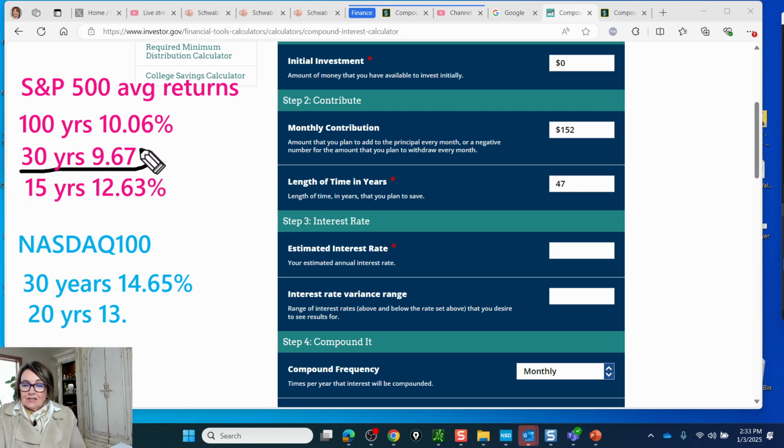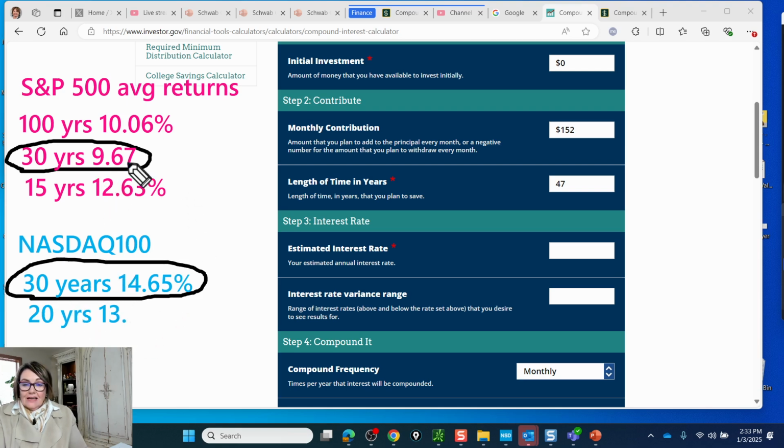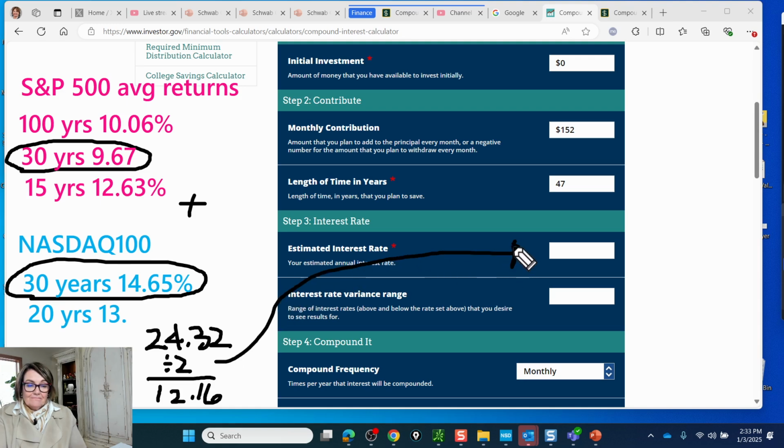30-year number for the S&P, which is the lowest number, so the most conservative, and we'll go with the 30-year number for the NASDAQ, which is, granted, a bit higher. And I'm just going to add one to the other, which would give us 24.32. And we're going to divide that by 2. Okay? Divided by 2. We're going to cut it in half. And so that gave me 12.16%. And so we're going to use this as our estimate. Okay, this 12.16%. And if you're wondering where I came up with that number, now you know.